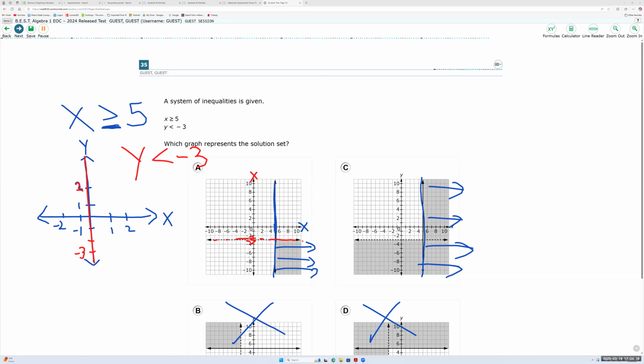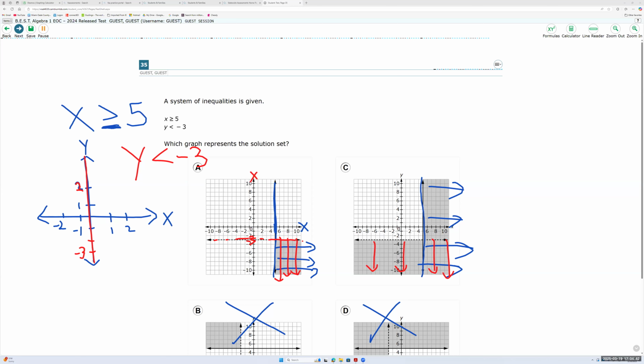Now, for the red, Y has to be less than -3, so below -3. So it's going to be this way, this way, this way, and this way. Now, which is the right answer? Because this is going down too. Well, it's where the two overlap or intersect.